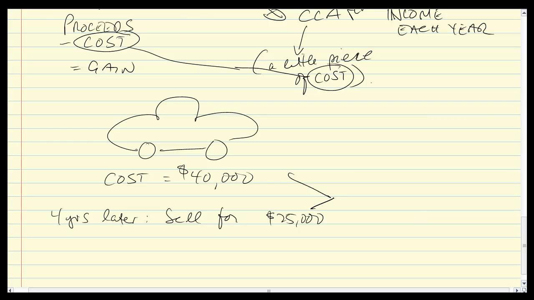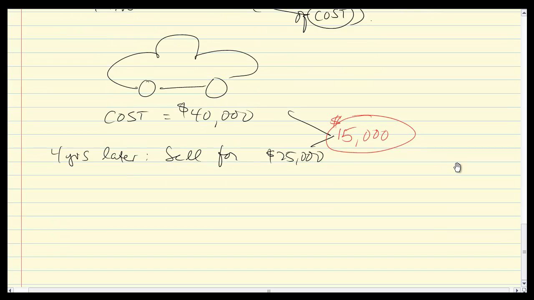What is this difference? Whoops, sorry. This is $15,000. And what do we know about this $15,000? Well, what we know about this $15,000 is that this must be equal to the total reduction of income while they had the car.